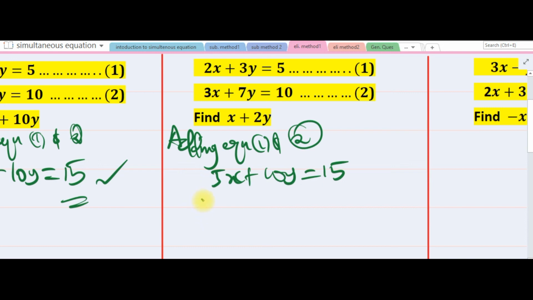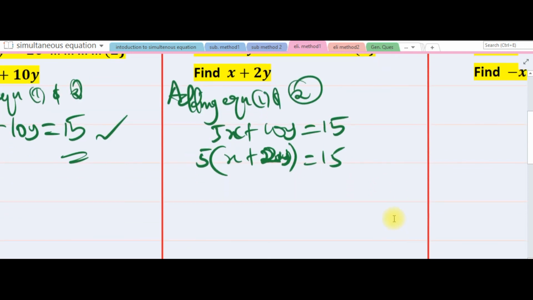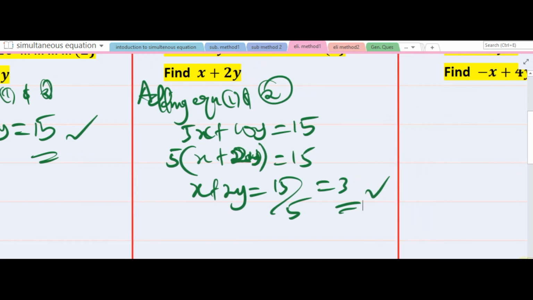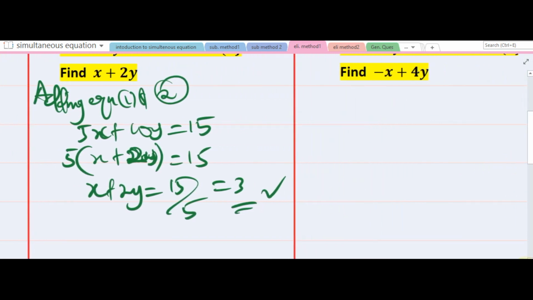So meaning I can factor 5 out. This should equal 15. So I just factored 5. And we notice, so x plus 2y is now 15 over 5, which is 3. And that's what we are asked to find. So it's a very much faster way of solving instead of getting it individually.